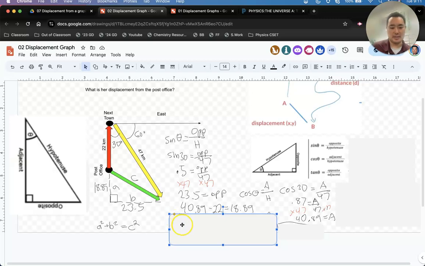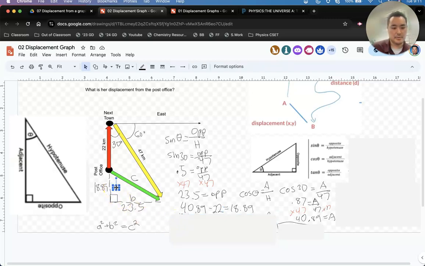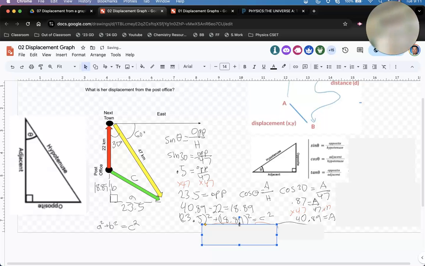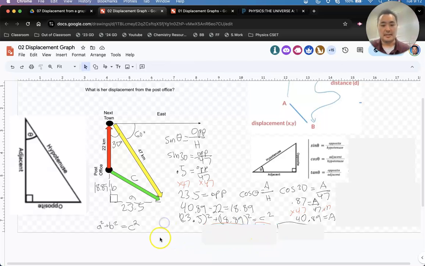Okay, I switched them around. Here, bear with me, class. I made this B and this A, but Bradley's on the right track. So go ahead and do this: 23.5 squared plus 18.89 squared equals C squared. Yeah, go ahead. So Bradley, go ahead and do the math for us. 23.5 squared plus 18.89 squared equals C squared.